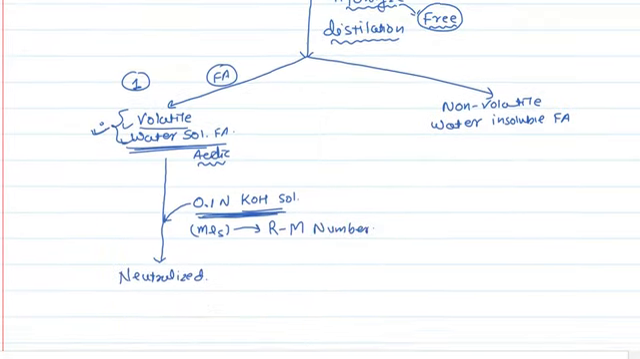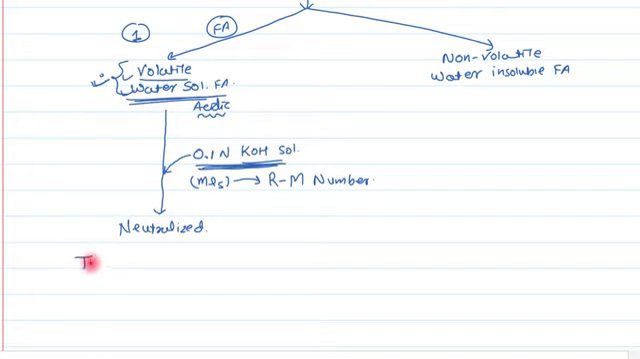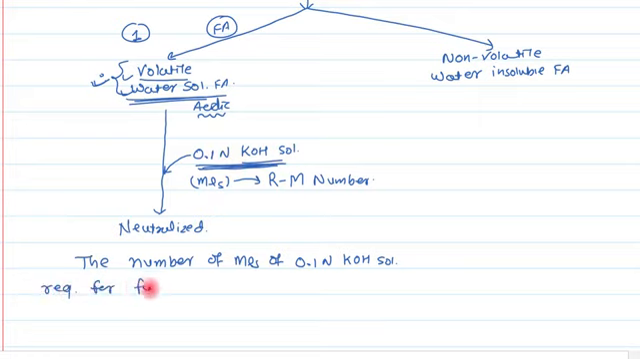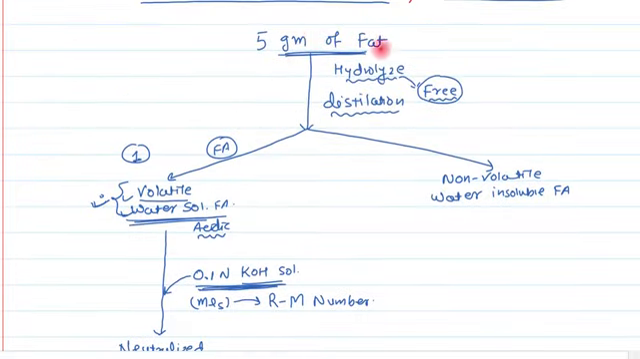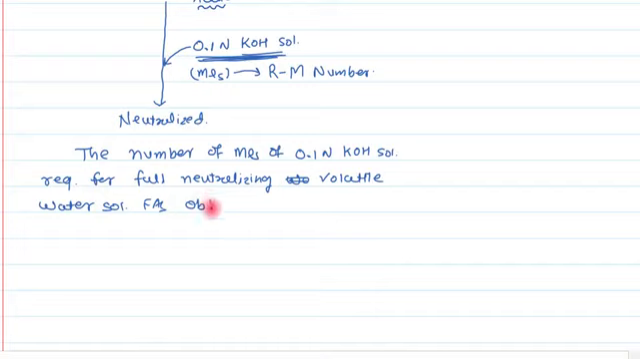Okay, so what is Reichert-Meissl number? It is the number of milliliters of 0.1 normal potassium hydroxide solution required for fully neutralizing the volatile water soluble fatty acids obtained from 5 grams of fat, right? So this is the definition of Reichert-Meissl number.